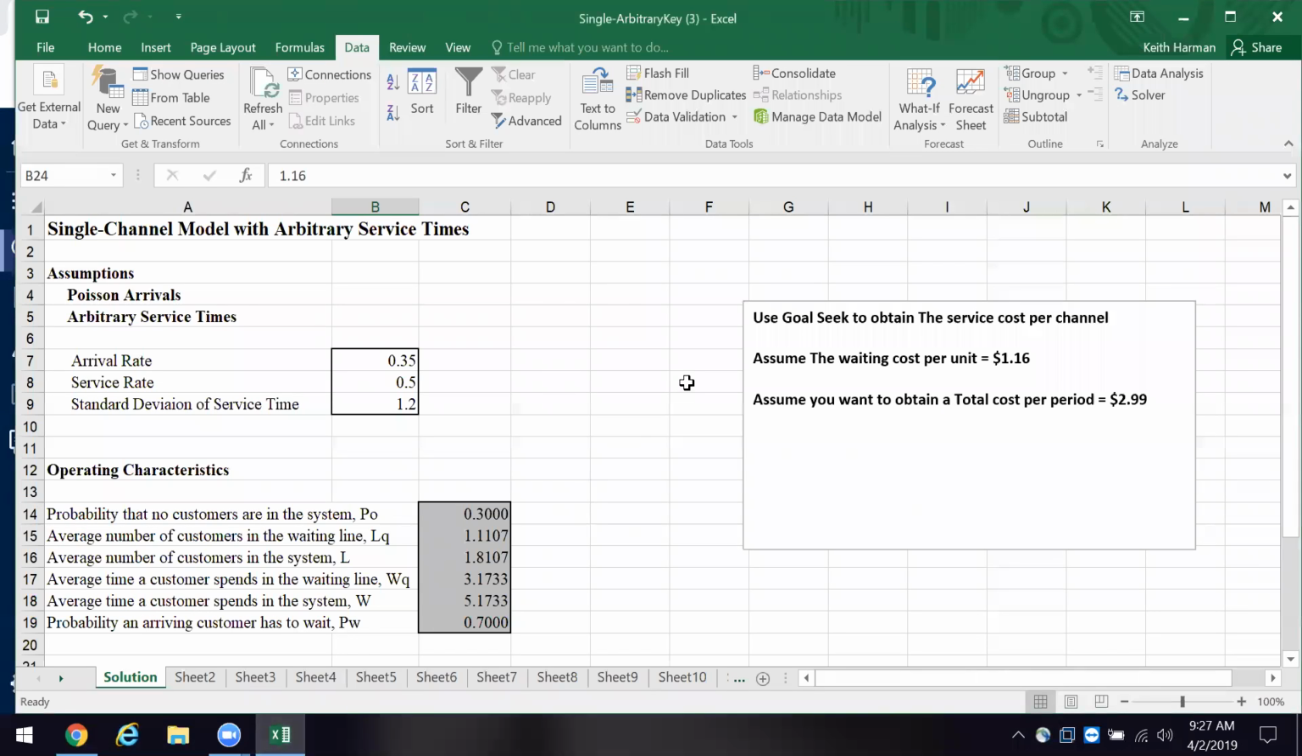So again here, we're just going to use goal seek to see what our total cost per period is given our operating characteristics, our arrival rates, and our standard deviation of service time. Now I'm going to change the standard deviation of service time to 1.1. Now let's see if anything happens. And boy, does it. When I reduce the service time variability, notice the average number of customers in the waiting line goes down. You'll see.